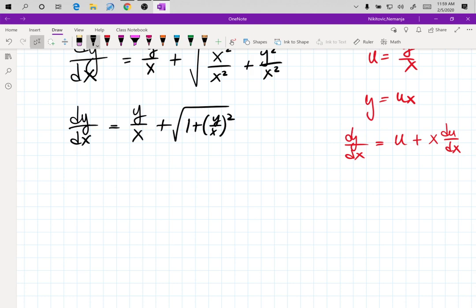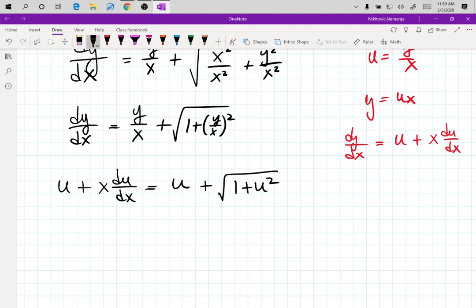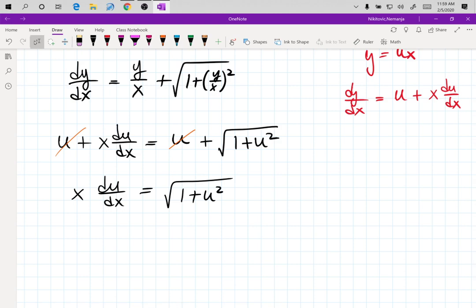And plug everything in, so we get u plus x du/dx is equal to u plus the square root of 1 plus u squared. Are we all green here? Perfect. Minus u will drop these u's. And I have x du/dx equals the square root of 1 plus u squared. Yay! Separable equation, right? We have du divided by the square root of 1 plus u squared equals dx over x.